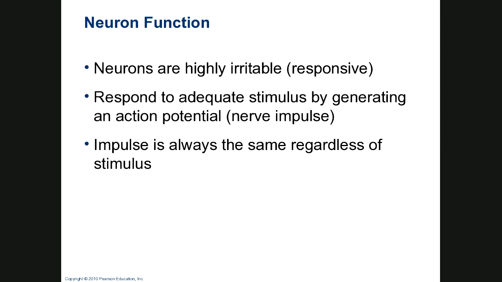Now, nerves are highly irritable or responsive, and they create an action potential. And an action potential is an action potential. It doesn't matter what the stimulus was, whether it's a good stimulus or a bad stimulus. It's just a matter of where it's essentially wired in your brain as to what impulse you perceive.